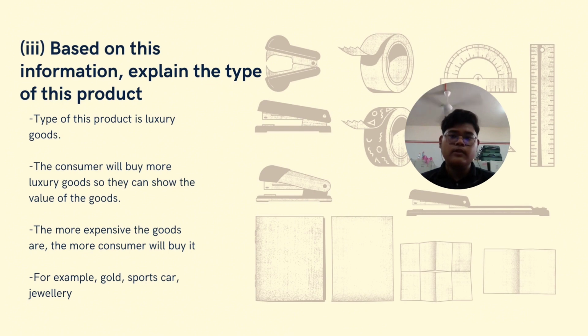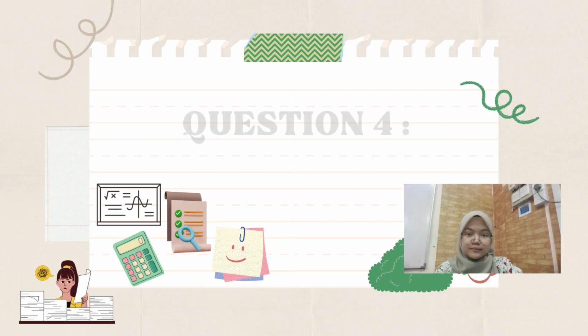Question 3. Based on this information, explain the type of this product. The type of this product is luxury good. Consumers will buy more luxury goods so they can show the value of the good. The more expensive the goods are, the more consumers will buy it. For example, gold, sports cars, and jewelry.